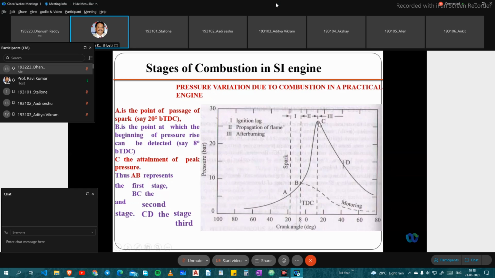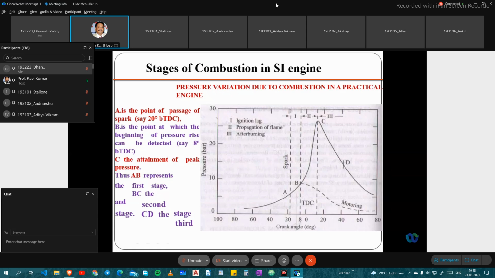is the second stage, and the third stage is the expansion. Where the spark is released, we get the peak pressure at the ending of the compression. CD is where we have the expansion. This is the pressure crank angle diagram, the P-theta diagram.